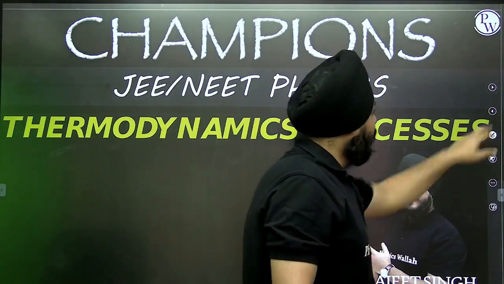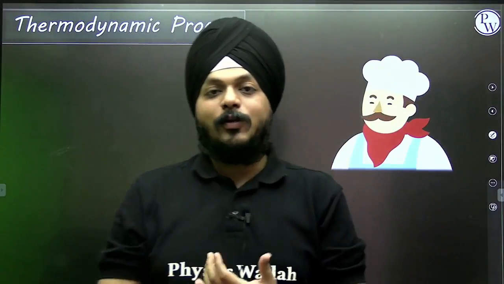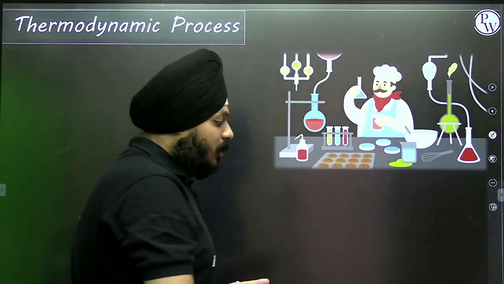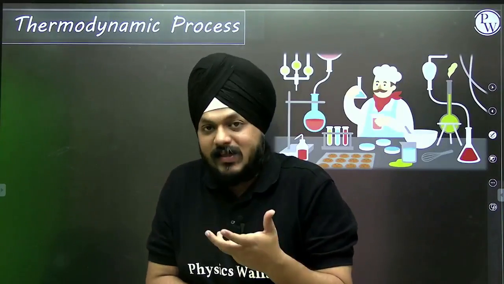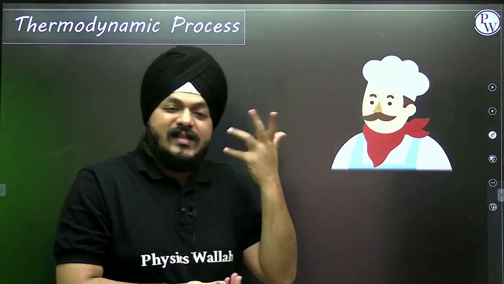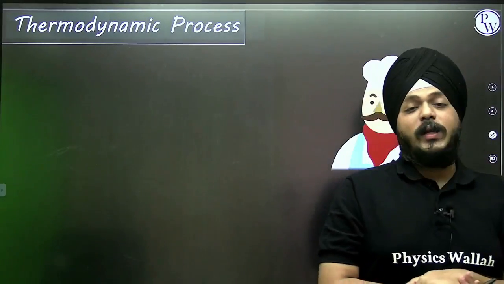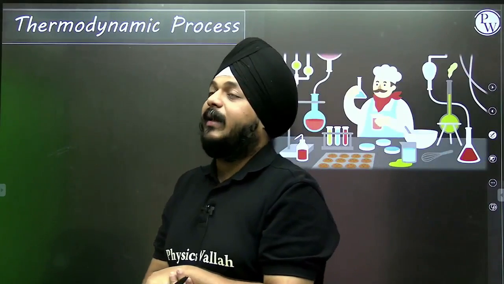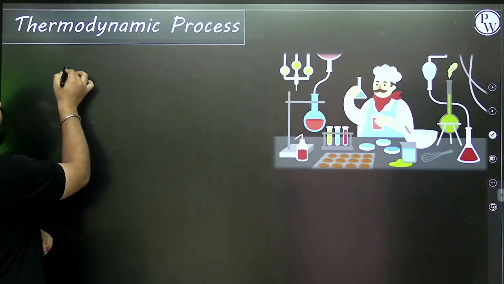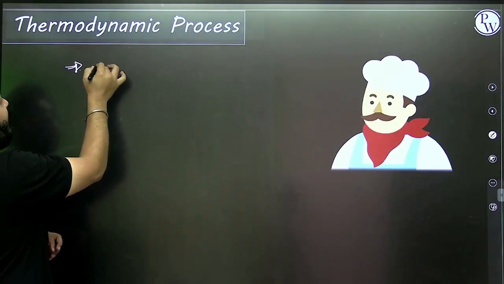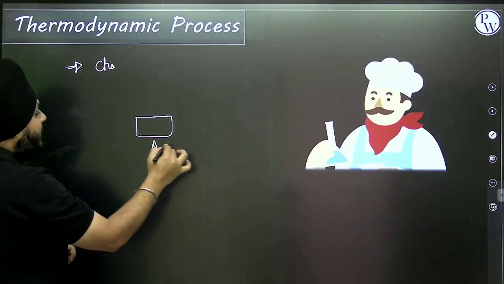Now, thermodynamic processes. We have seen the modes of heat transfer in the previous session, but how? Using what process does the heat exchange take place, and how are the state variables involved in it? That actually defines the thermodynamic processes. So how am I going to define a thermodynamic process? Let us take an example. Suppose this is an object A.